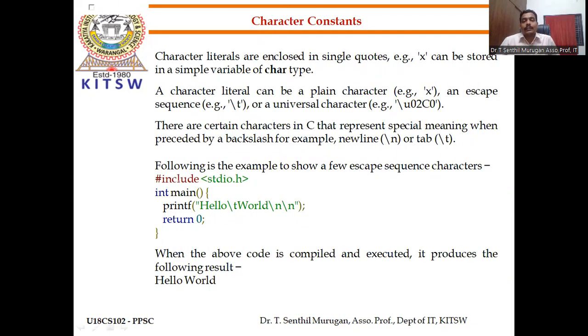Character constant. Character constant means normally we are getting a character. So how can we declare a character variable in the main function? char space ch equal to, example char ch1. So how can you declare the value of the character ch1? Equal to, within single quotes you have to write x, y, or like that. So an individual character will be given as a character input.